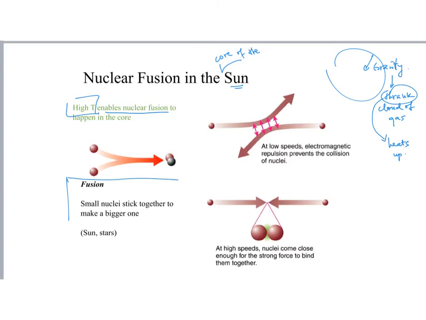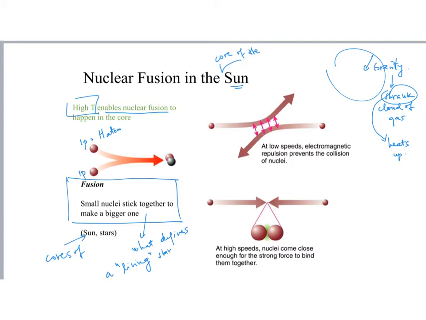So what is fusion? Small nuclei stick together to make a bigger one, and that usually happens in the cores of the sun or other stars. This is actually what defines a living star. As long as fusion happens in a core, we have a living star. So the process of fusion is important. In the core of the sun, the small nuclei are one proton, basically the nucleus of one hydrogen atom, and another proton.